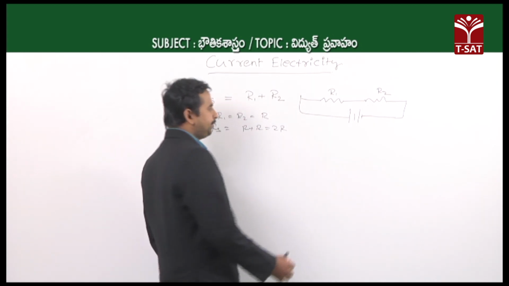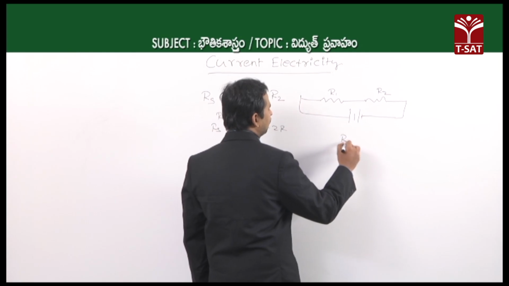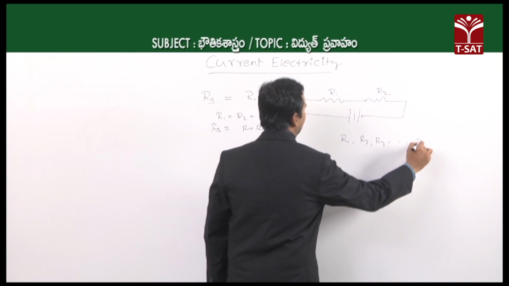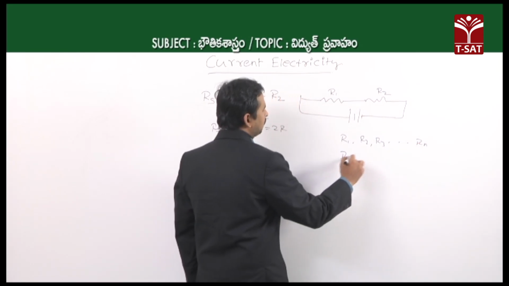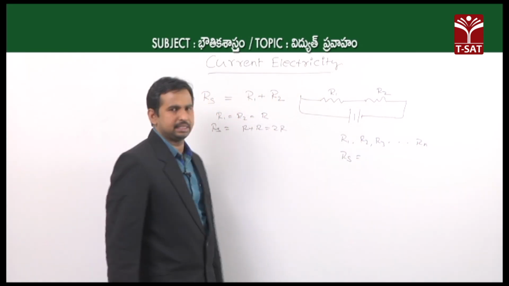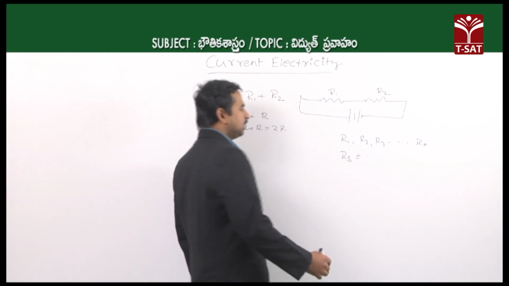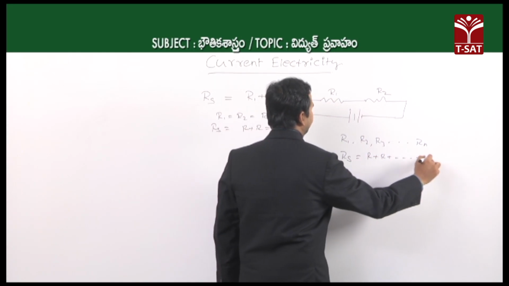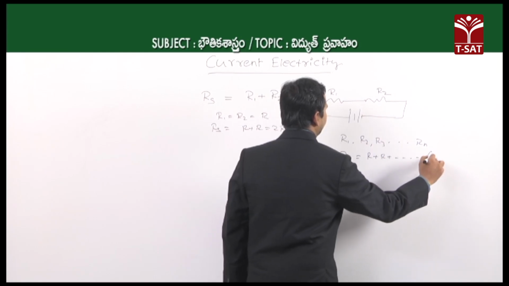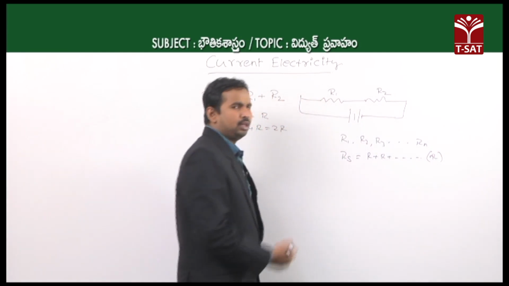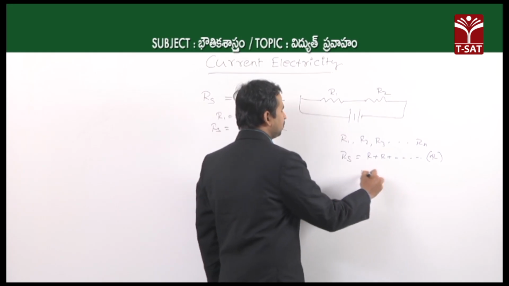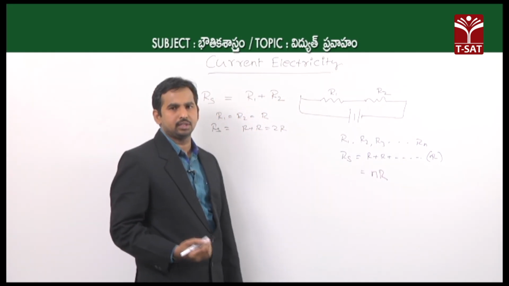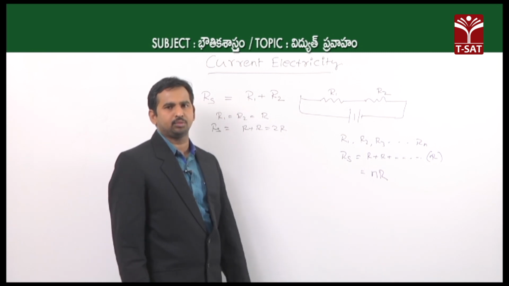So if you take a total of n resistances, R1, R2, R3 and so on up to Rn, all connected in series, then Rs is equal to R plus R and so on up to n times. Then the final resistance becomes nR. This is the resistance when n number of resistors are connected in series.